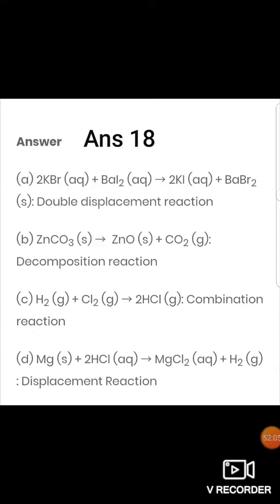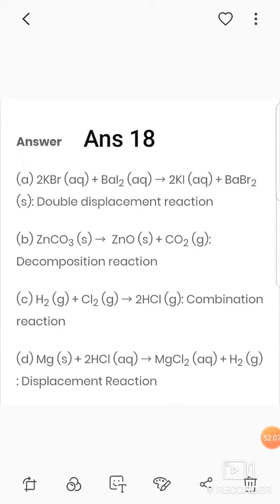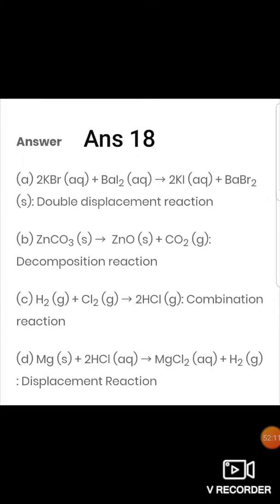Then H2 gas plus chlorine gives 2HCl. This is a combination reaction. When two or more reactants combine together and produce one product, it is called a combination reaction.